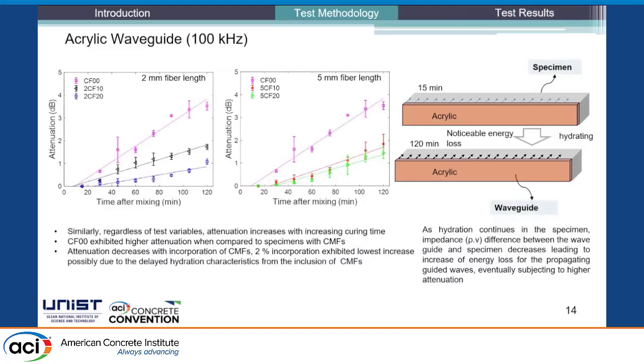And similarly, with the 100 kHz center frequency, we can see attenuation increase over time. But if we compare 60 kHz and 100 kHz, 100 kHz has higher attenuation. This is because in this frequency range, the wavelengths are smaller compared to 60 kHz. So because of that, there are finer waves propagating inside, and hence there is more leakage from the waveguide to the acrylic. So the others are similar to the test result we see from 60 kHz.